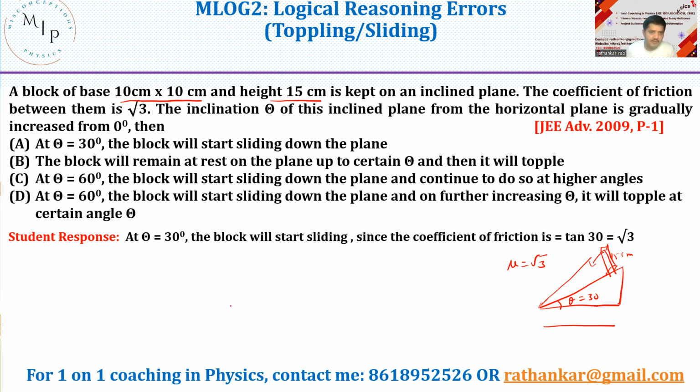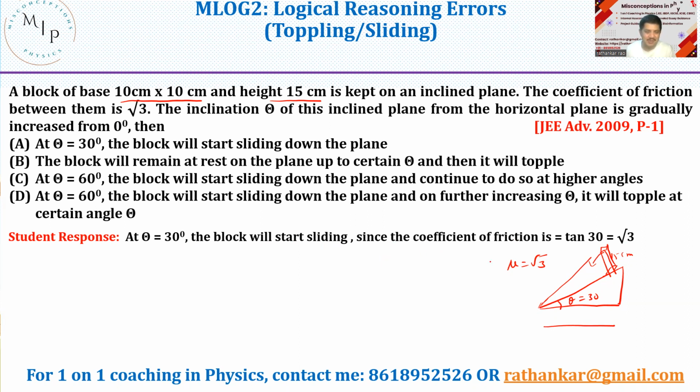Now, we understood the options. The student response is that at theta equal to 30 degrees, the block will start sliding. Why? How would you assume something like this? Some of them said, sir, I assume the first option to be right. Every time the first option need not be right. So then the coefficient of friction is equal to tan 30, which is equal to √3.